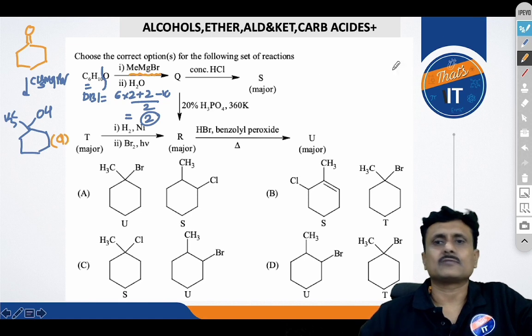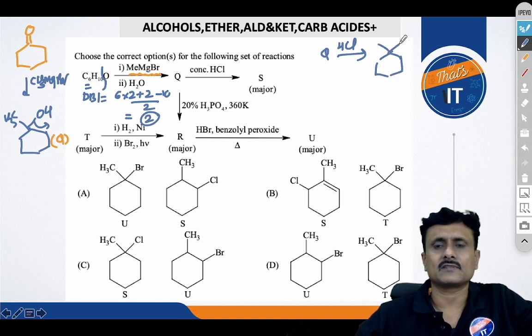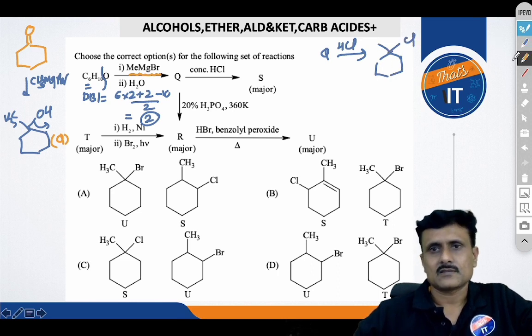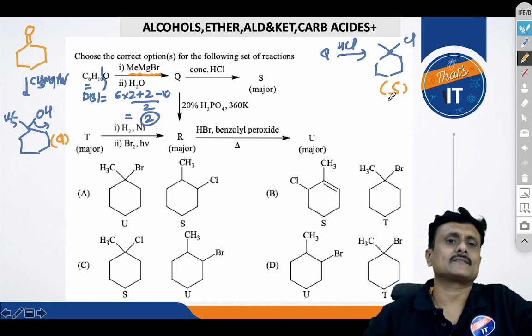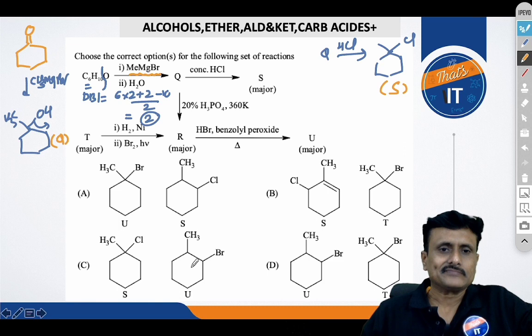Now this Q is heated with what? Concentrated HCl. So you know that it's not a dehydrating agent, it's only a substitution agent. So your S, the major product, will be OH replaced by Cl. So this is S. So do you see any S like this anywhere? You can see, isn't it?